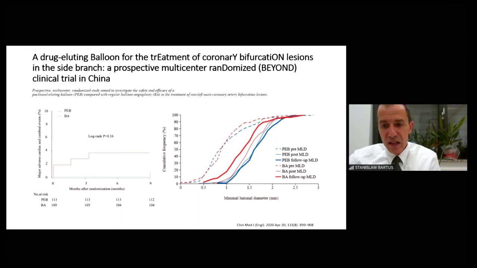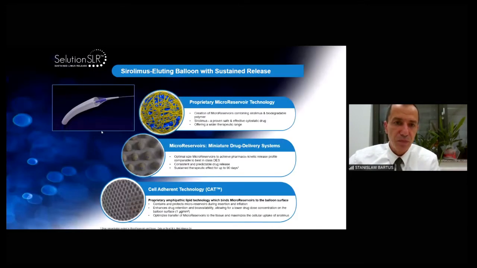So this is a study from China which showed a positive result in using the drug-eluting balloon in the side branches, because you have a smaller late lumen loss, and the cumulative frequency of the smaller minimal lumen diameter in the side branches is better in the patients treated with drug-coated balloons.